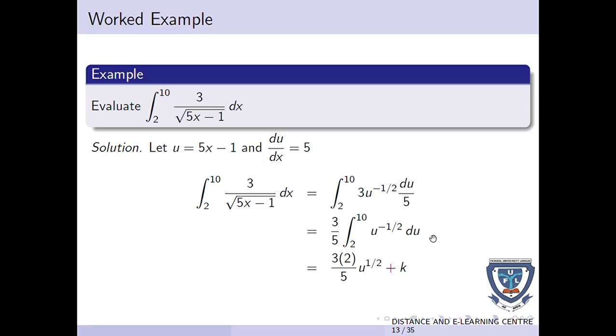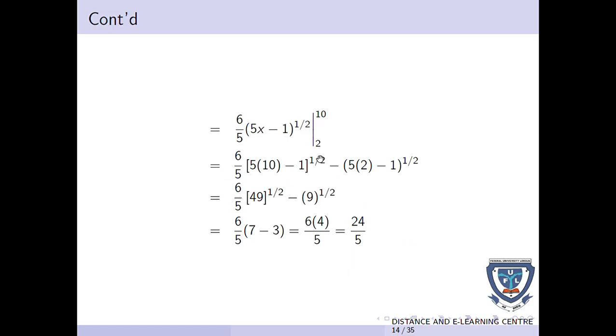Now, when you take this integration, you're going to have 3 times 2 over 5, u raised to the power 1 over 2 plus k, knowing that our u is 5x minus 1, so you put it back and take it over the range of 2 to 10, meaning anywhere you see x, you put 10, then minus anywhere you see x, you put 2. Now when you do that and simplify properly, you're going to have 24 over 5 as the answer.